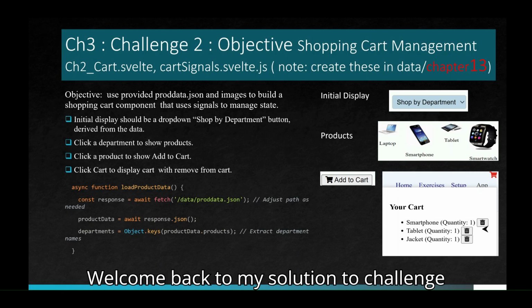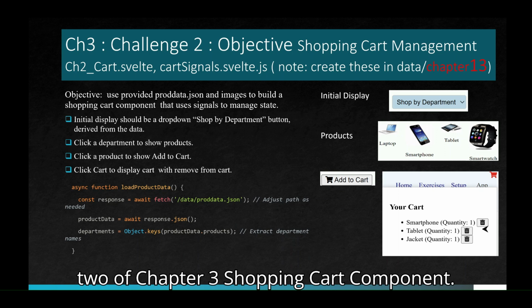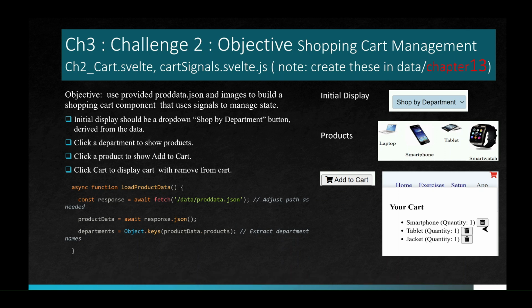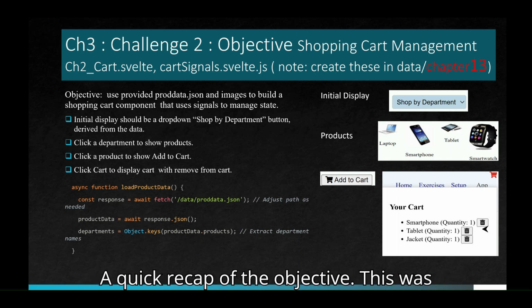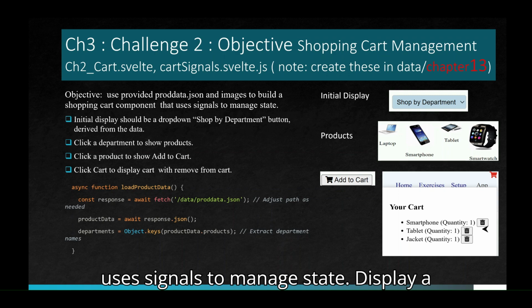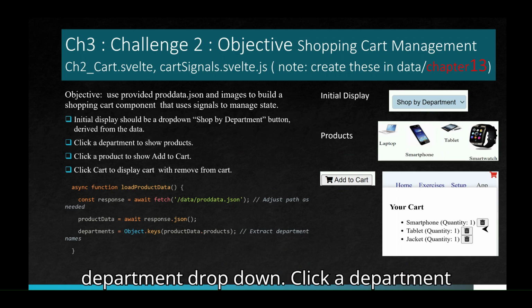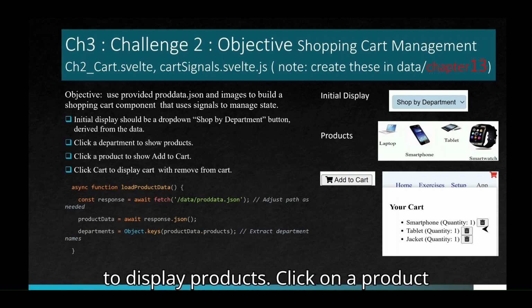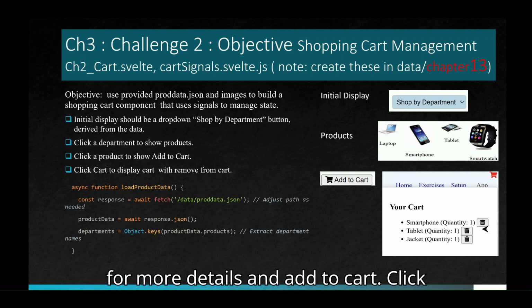Welcome back to my solution to Challenge 2 of Chapter 3, Shopping Cart Component. A quick recap of the objective. This was to create a shopping cart component that uses signals to manage state. Display a department drop-down. Click a department to display products. Click on a product for more details and add to cart.